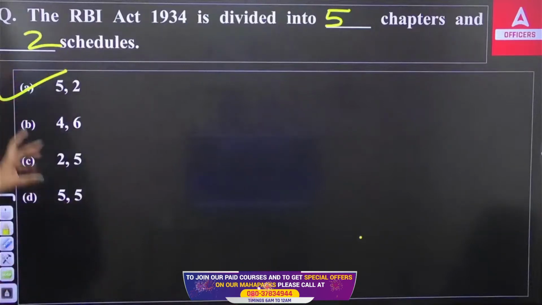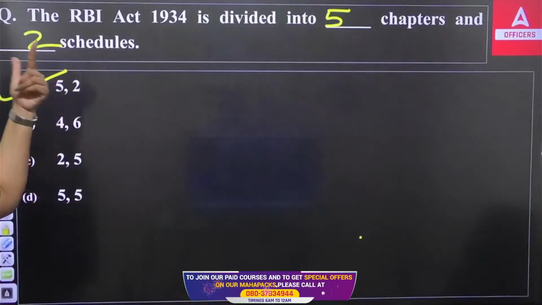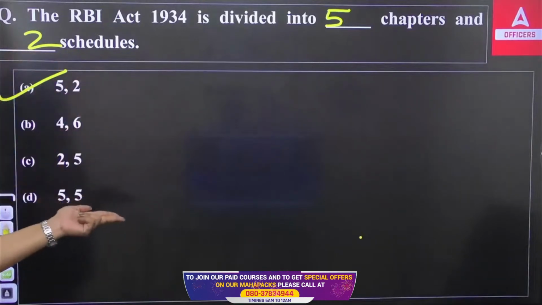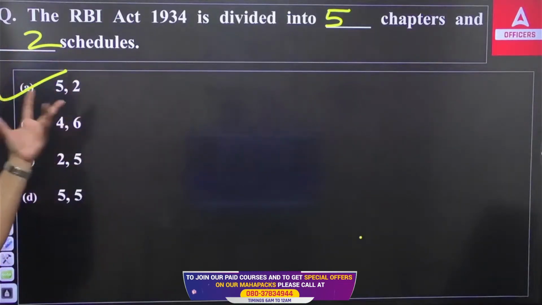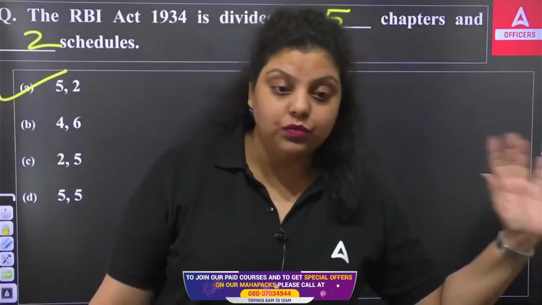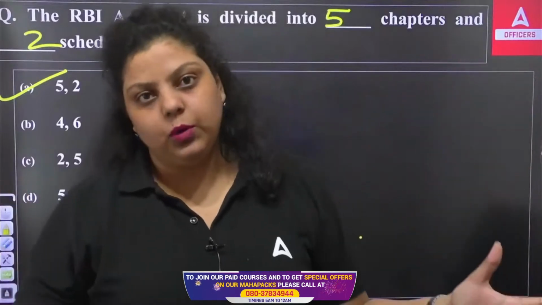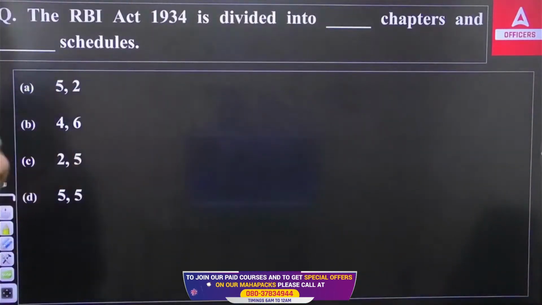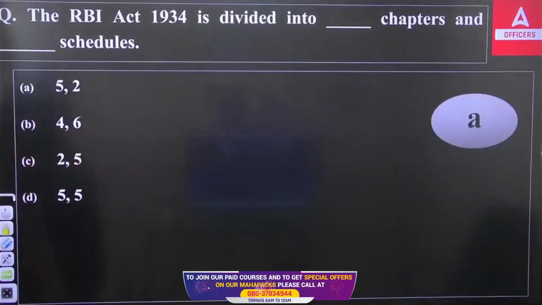Chapter 5 talks about penalties, chapter 4 talks about general provisions, chapter 3 talks about the central banking functions, chapter 2 talks about the management and the capital etc. of the bank, and chapter 1 talks about the preliminary. Okay, so these are the 5 chapters and we have 2 schedules, Schedule 1 and Schedule 2. So the right answer will be option A.